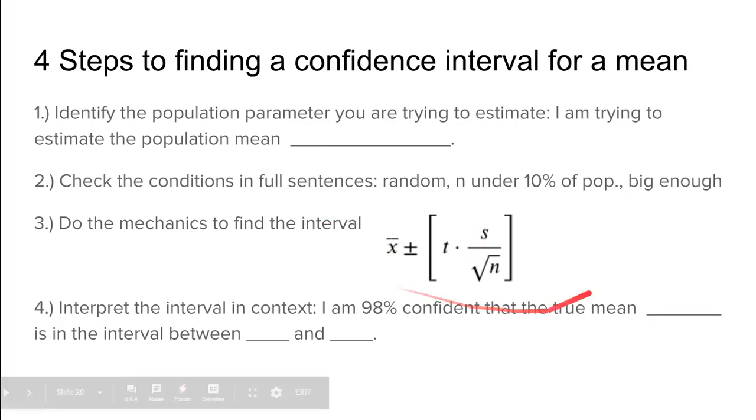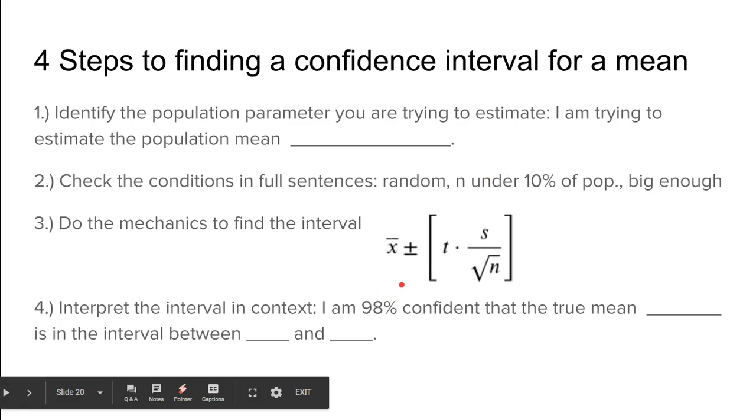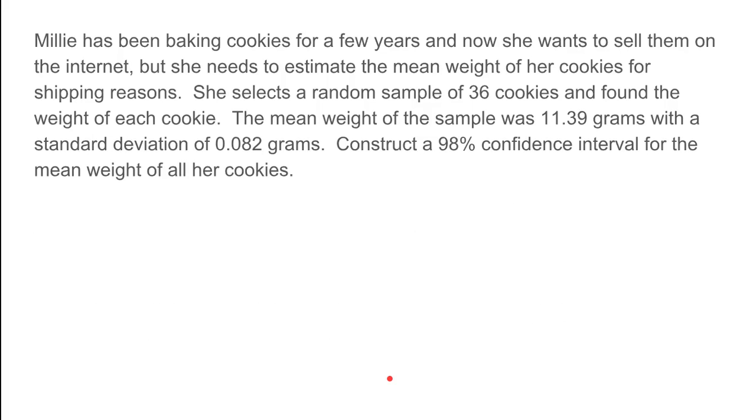All right, here are the simple mechanics. I already showed you this formula to actually find the interval. Then all we've got to do is write our nice conclusion in context. I'm 98% confident the true mean blank is between blank and blank. All right, all I want to do now is end with a final example. Run through all 4 steps. And other than this whole new T model, I hope you'll find this pretty easy.